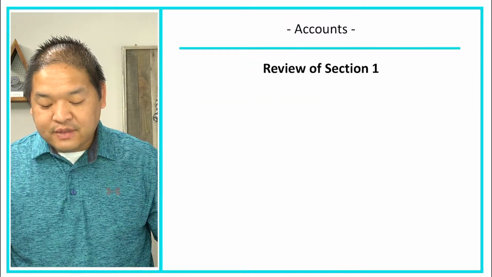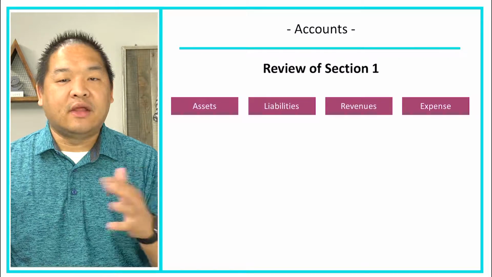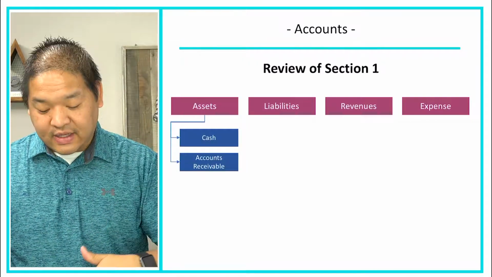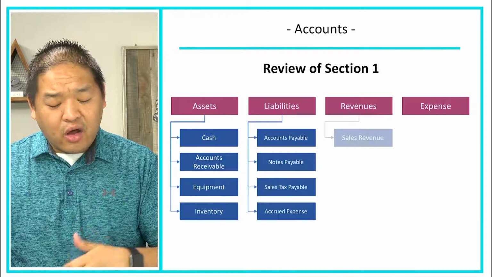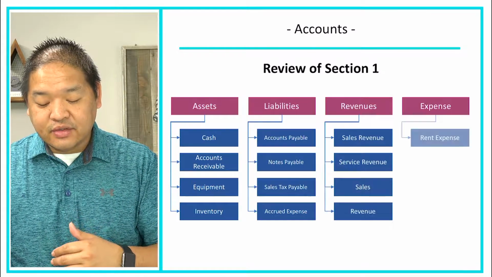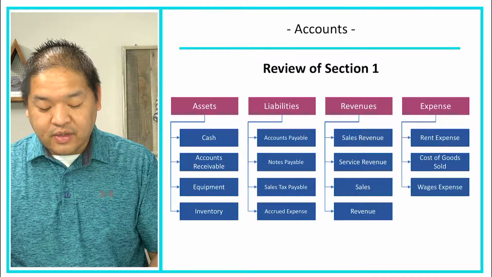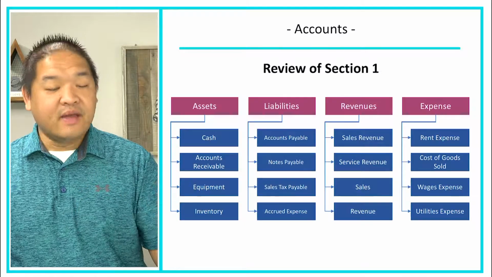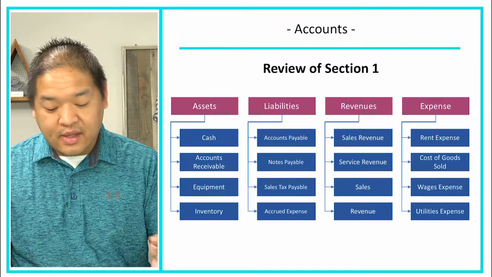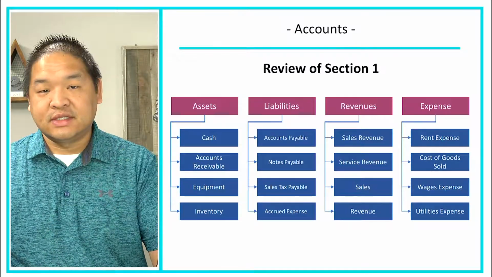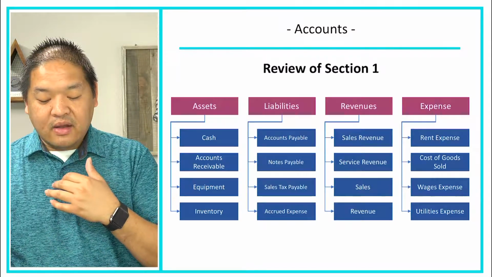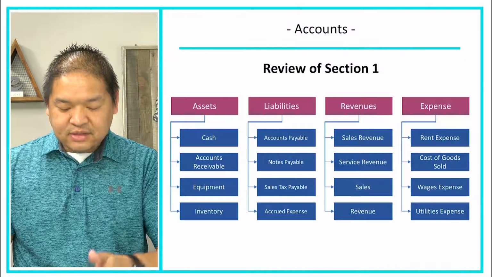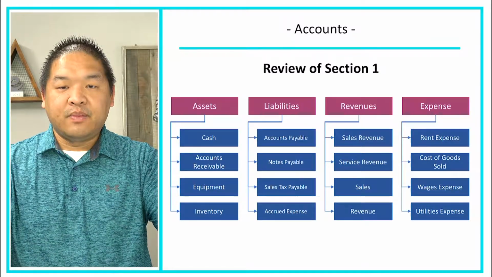All right, so reviewing from section 1, remember that we have these components. Now, these are 4 of the 6 components, and each component is going to have a whole bunch of accounts, right? So we have all of these accounts here that are underneath these components. So, for instance, cash is an asset. Liabilities, accounts payable is a liability. Revenues, sales is a sales revenue. Expense would be cost of goods sold, which is an expense.